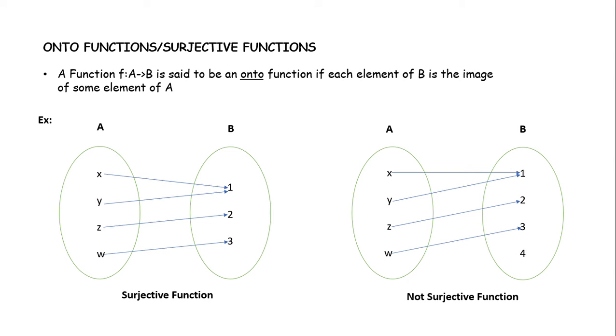Now we will see the onto functions or the surjective function. So what is an onto function or a surjective function? Now if f is a function such that it goes from set A into set B, then I can say that f is an onto function if each element of B is the image of some element of A.